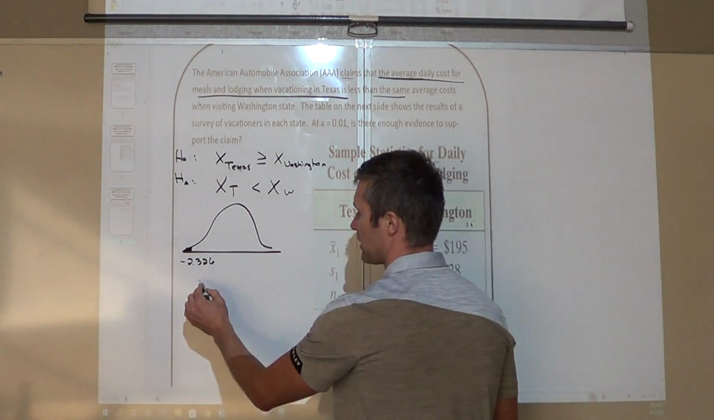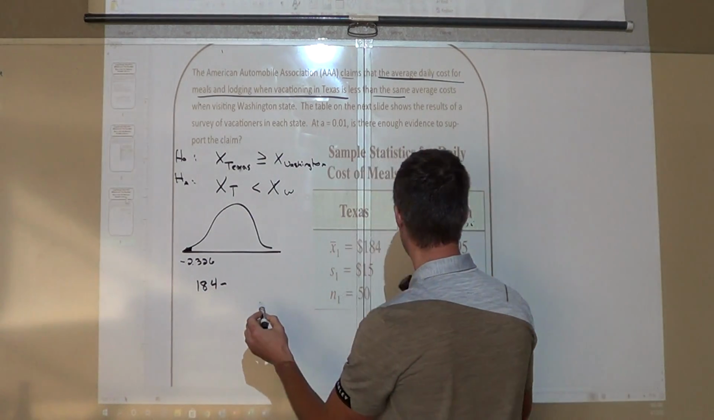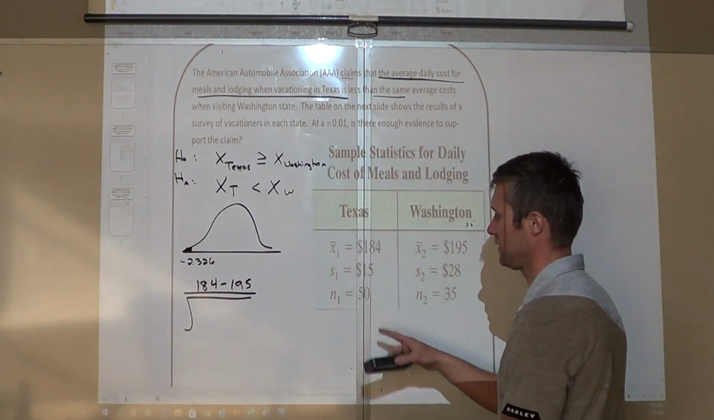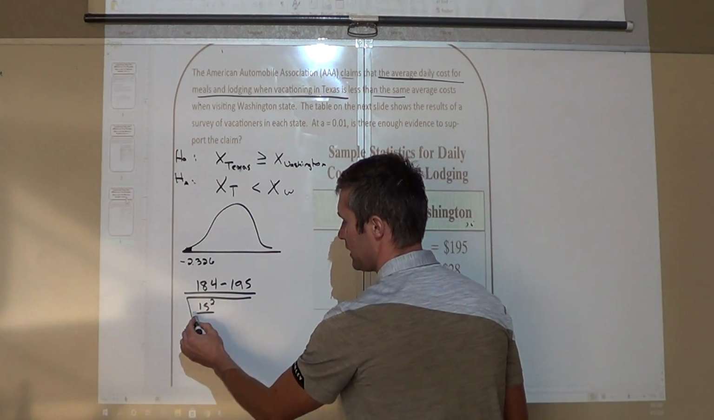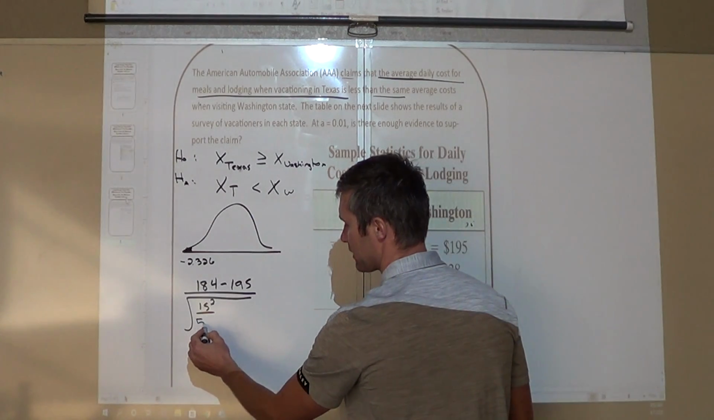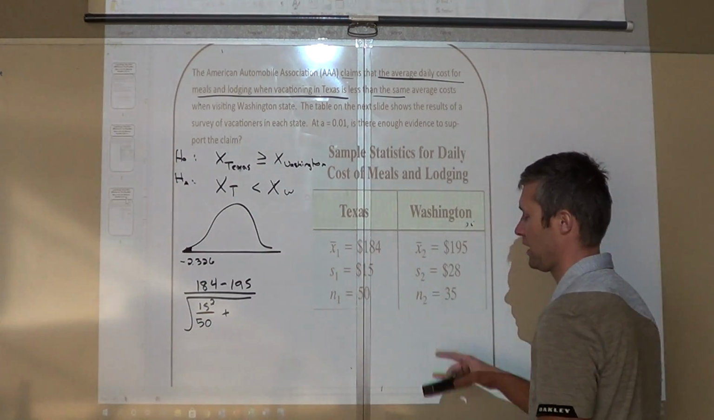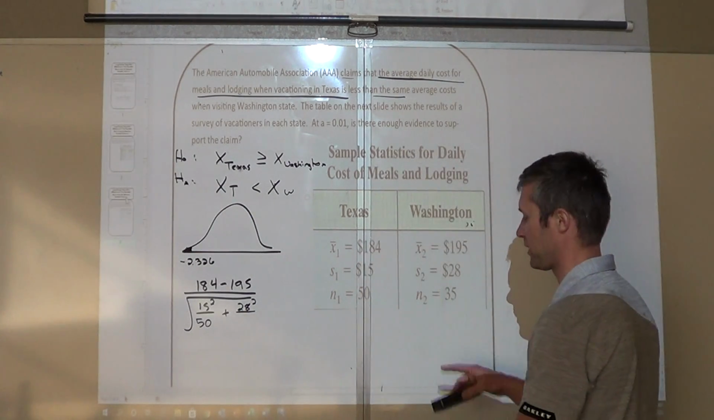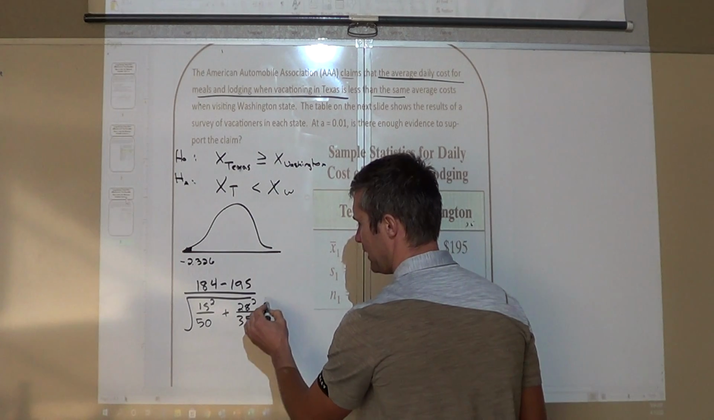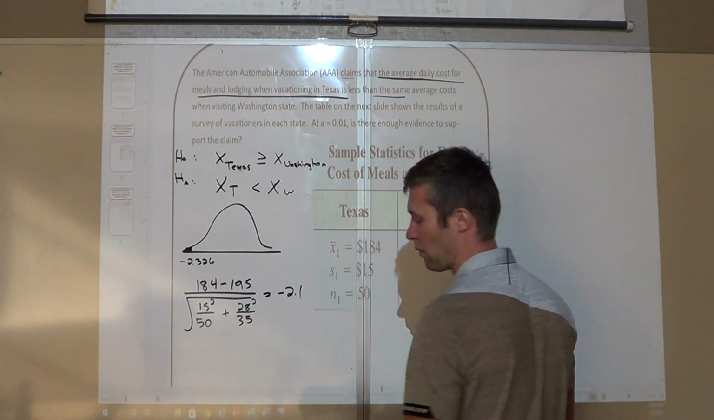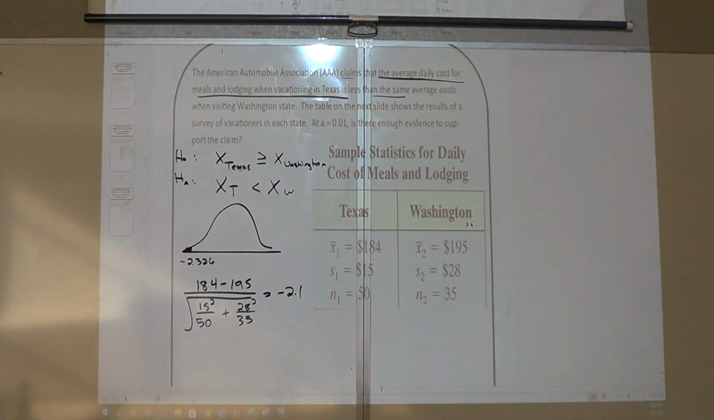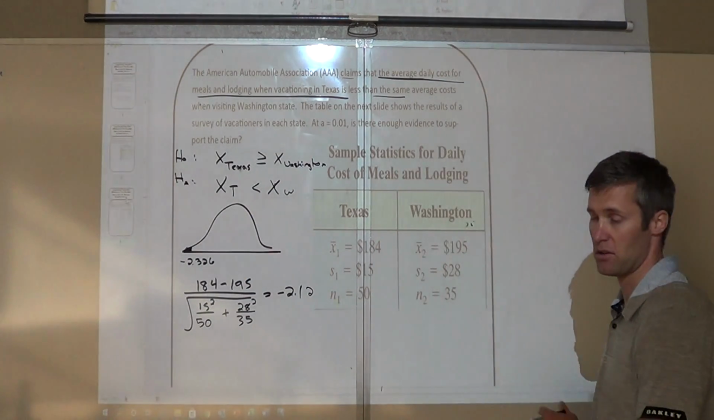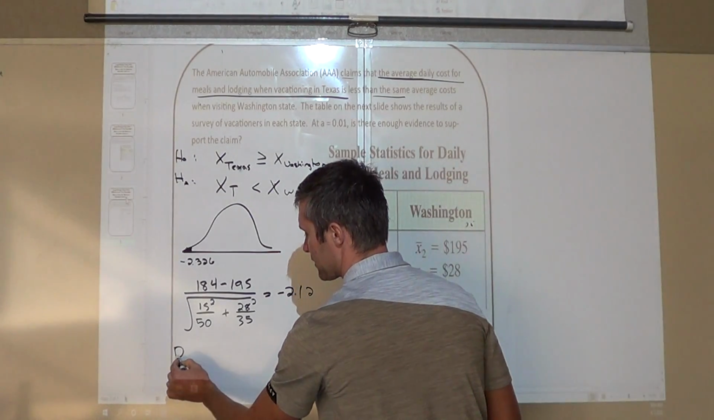So we go ahead and subtract 184 minus 195, divided by standard deviation 15 squared, divided by a population of 50, plus our standard deviation of 28 squared, divided by a population of 35. And when you get this, you get negative 2.12. So is this value less than that value? No, so we do not reject.